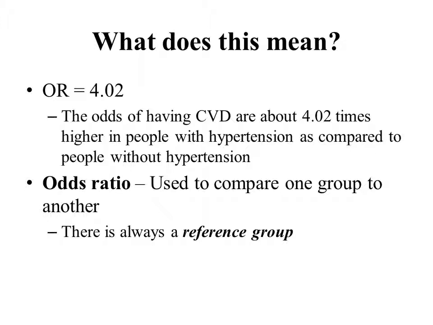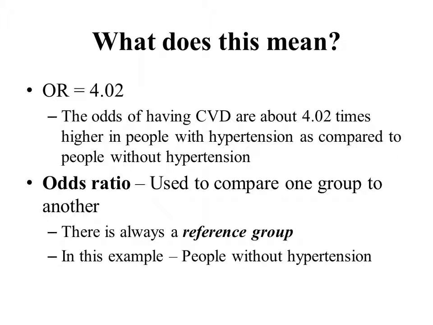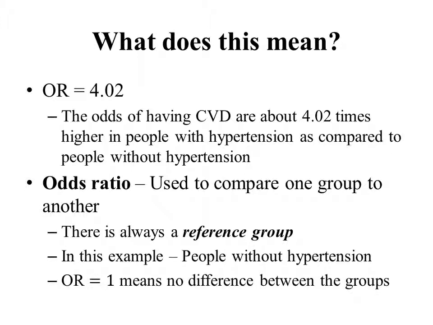And when we calculate an odds ratio, there's always a reference group. We're always comparing one group to another group. That other group is what we call the reference group. In this example, the reference group is people without hypertension. So we're always going to have a reference group, and what that reference group is varies from situation to situation.